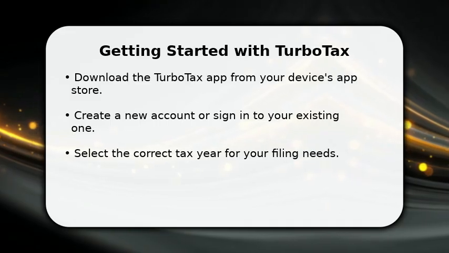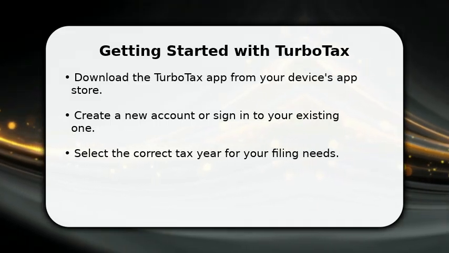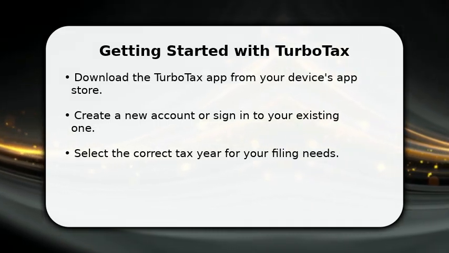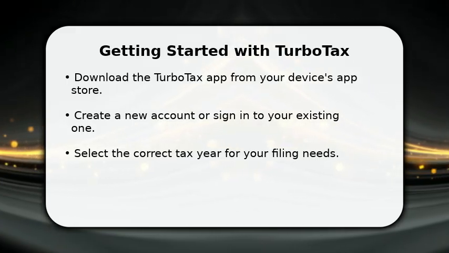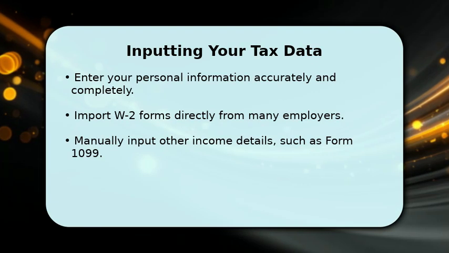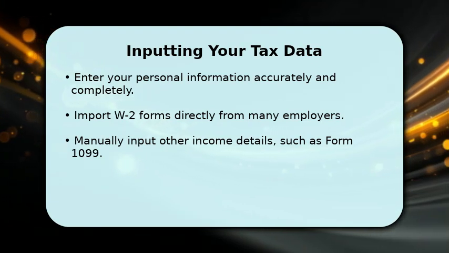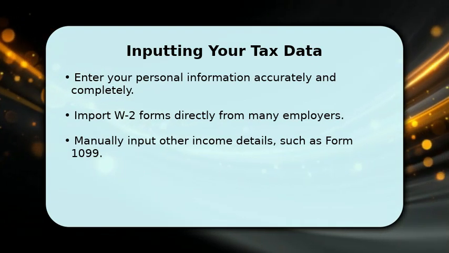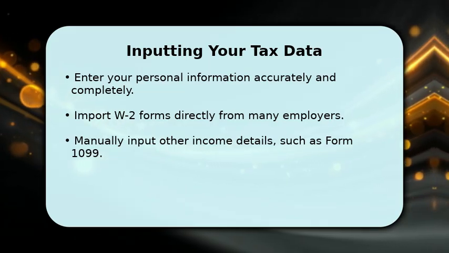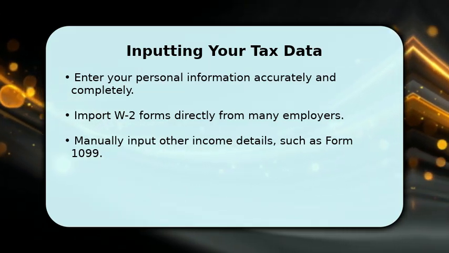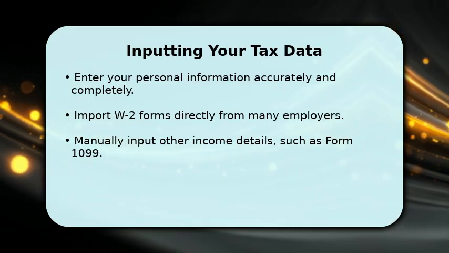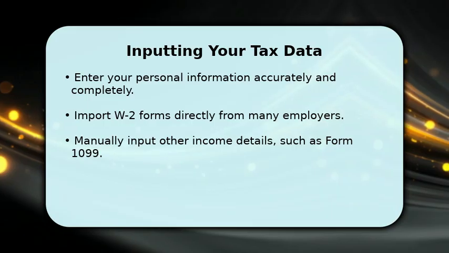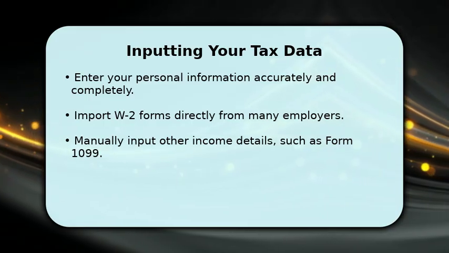Before you start, gather all your important tax documents, like W-2 forms and any Form 1099 documents, to make the process smooth and efficient. Next, you'll begin entering your tax information. The app will guide you step by step to input your personal details. You can often import your W-2 forms directly from your employer, saving you time. For other income, like from Form 1099, you'll manually enter the details.